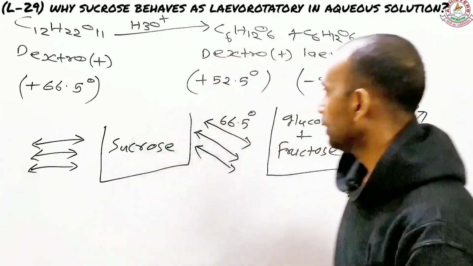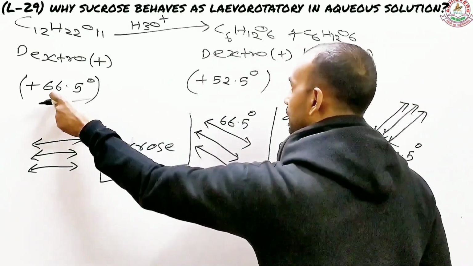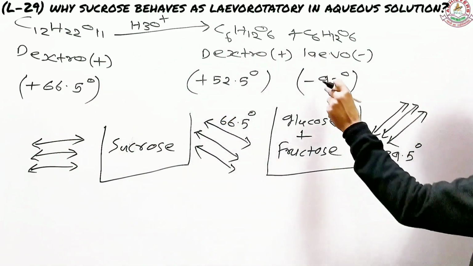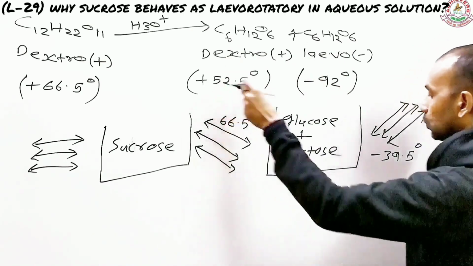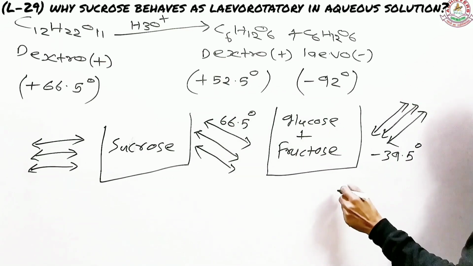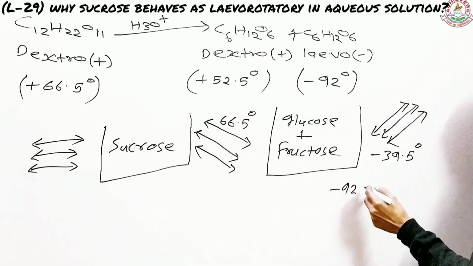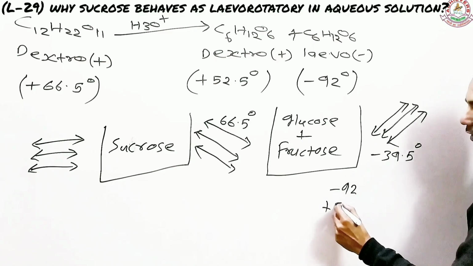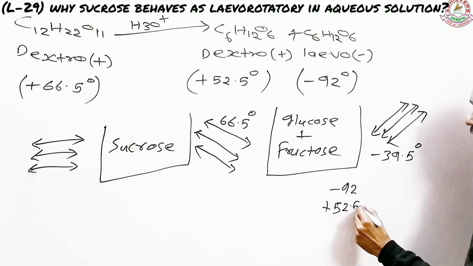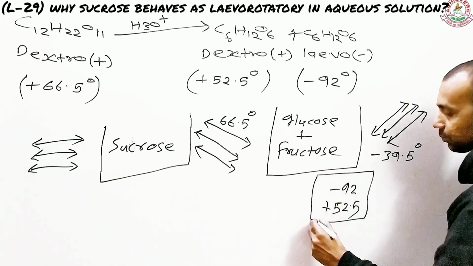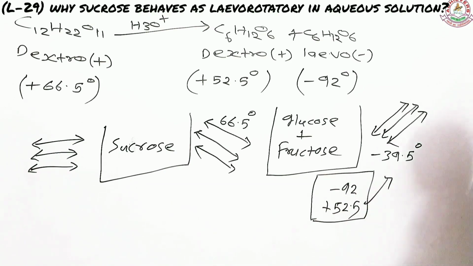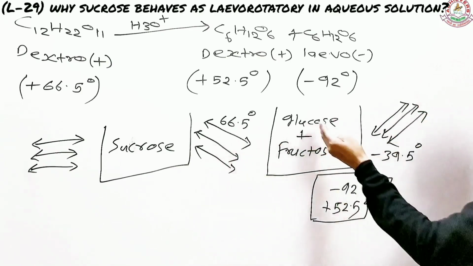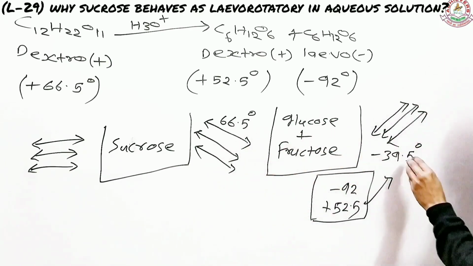I'll tell you what. The sucrose itself is dextrorotatory. The glucose is also dextro, but the rotation given by the fructose is way more than the rotation given by the glucose. So what happened actually? This value comes from this particular mathematical calculation: minus 92 plus 52.5. This gives a value of minus 39.5. So initially it was 66.5, but after it converts into glucose and fructose, the overall rotation changes to minus 39.5.